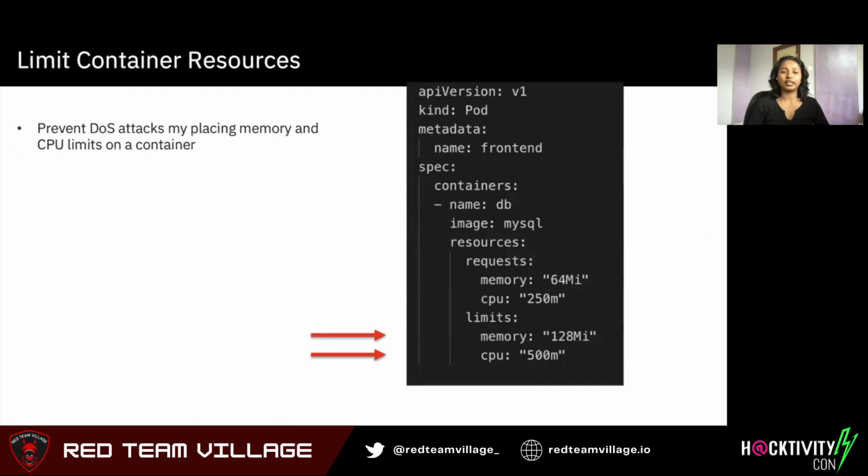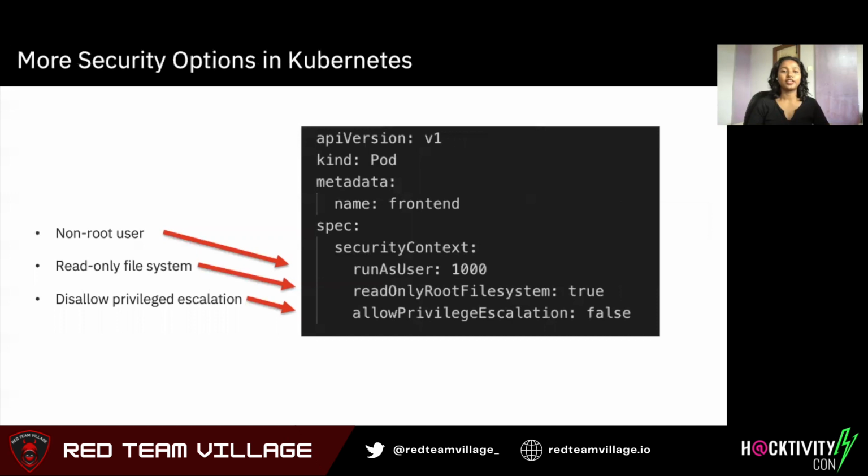And then limit your container resources, right? For every container that you're using, you have an option to limit the memory and CPU requirements. So this way we can actually prevent DoS attacks by placing memory and CPU limits on a specific container. Then you have more security options when it comes to Kubernetes. You have to use a non-root user in any security context, and you have to ensure that the policy for read-only file system is set, and you've got to disallow privilege escalation.